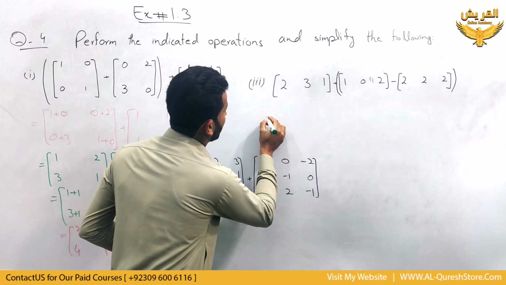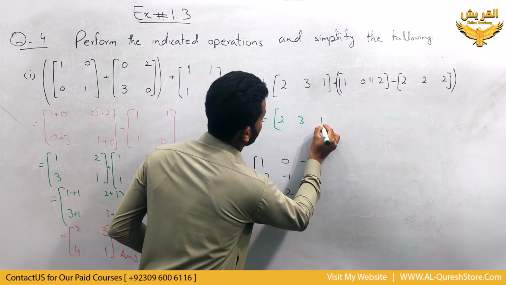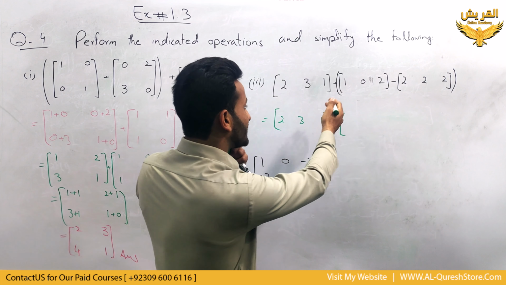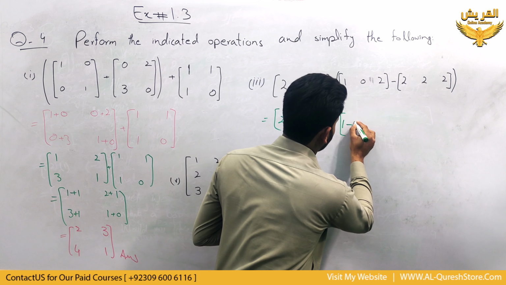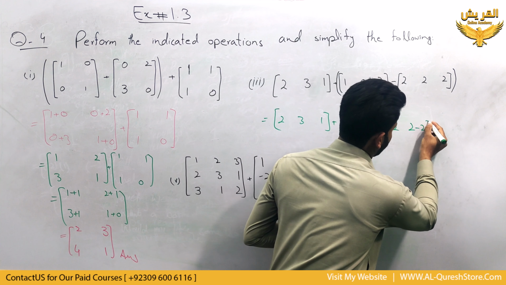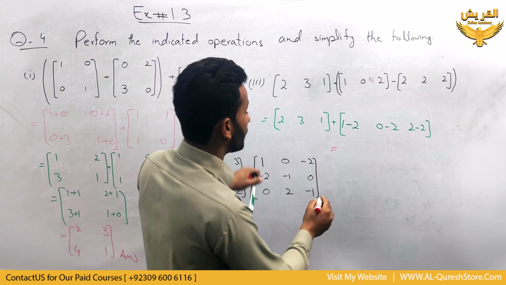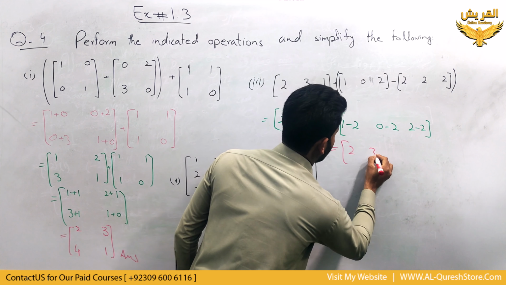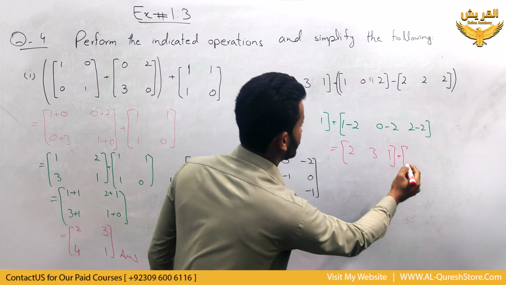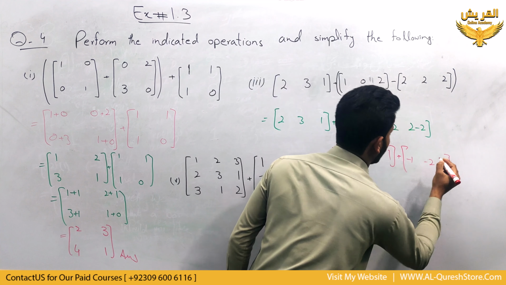let's start the third part of this question. Here the first matrix is 2, 3, 1. By subtracting them, 1 minus 2, 0 minus 2 and next 2 minus 2. In this subtraction, the first matrix is the same, which is equal to 2, 3 and 1, plus this matrix: 1 minus 2 is equal to minus 1, 0 minus 2, minus 2 and 2 minus 2, 0.